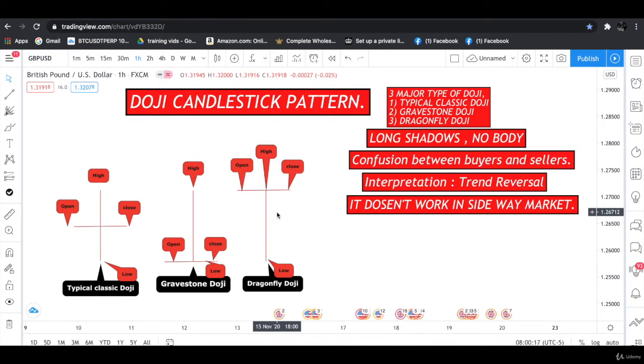And one more important thing, which I have experienced in my trading journey: the Doji candlestick doesn't work when the market is consolidating or moving sideways. Always look for Doji in trending markets. It would add an extra confluence to your trading strategy. So now let's go to the chart and find real-life examples.